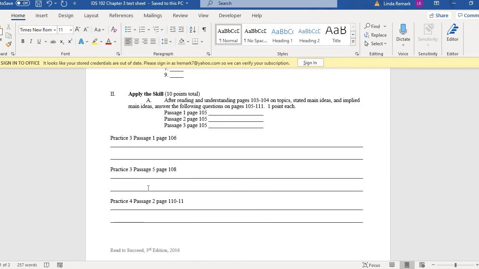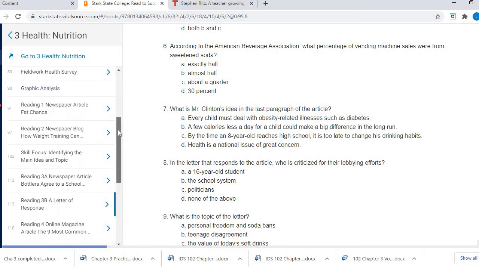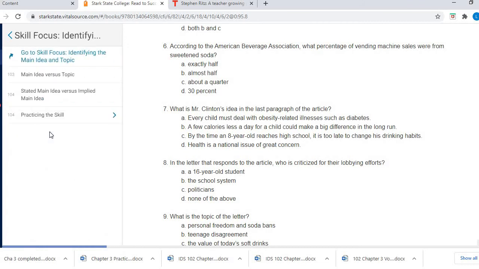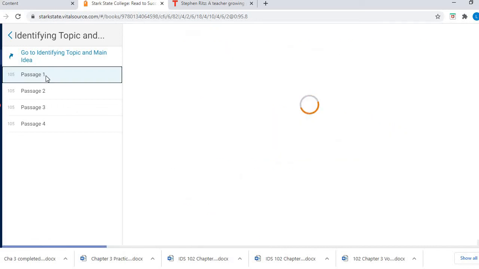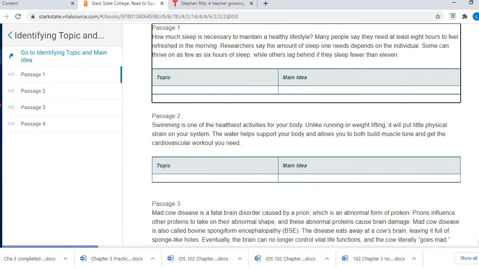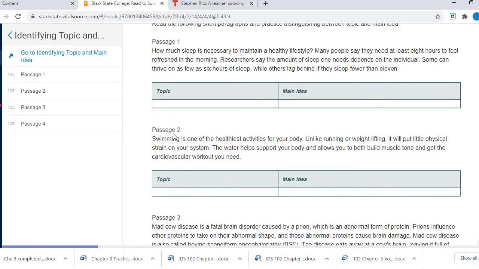This is practicing topics and main ideas again. So there's a little bit of clicking around here. It says, after you've spent some time making sure that you are comfortable with topics and main ideas, we're going to get into, okay, you can see here, we want to go to page 105, right here, practice 1. There's lots of clicking. Passage 1, okay. And you'll see that passage 1, 2, 3 are very close together. And I'm going to go ahead and do passage 1 and 2 together with you.